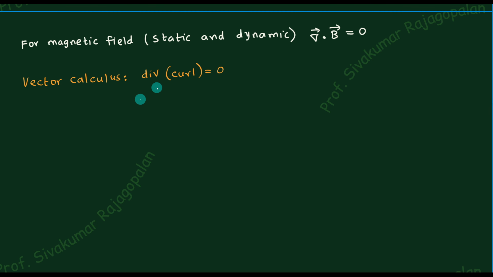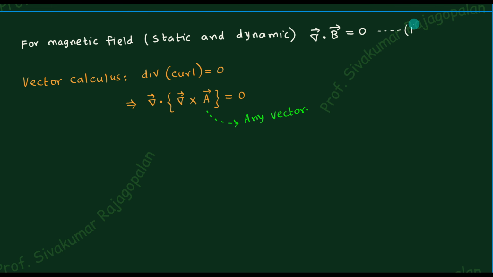And vector calculus says that the divergence of the curl of any vector is 0. Because there is a divergence here, we are choosing this property. If you want to write that down, it looks like this: the divergence, that is del dot, of the curl, that is del cross, of any vector A is equal to 0. The capital A vector is any vector, mathematically speaking. For every vector capital A, this result is true.